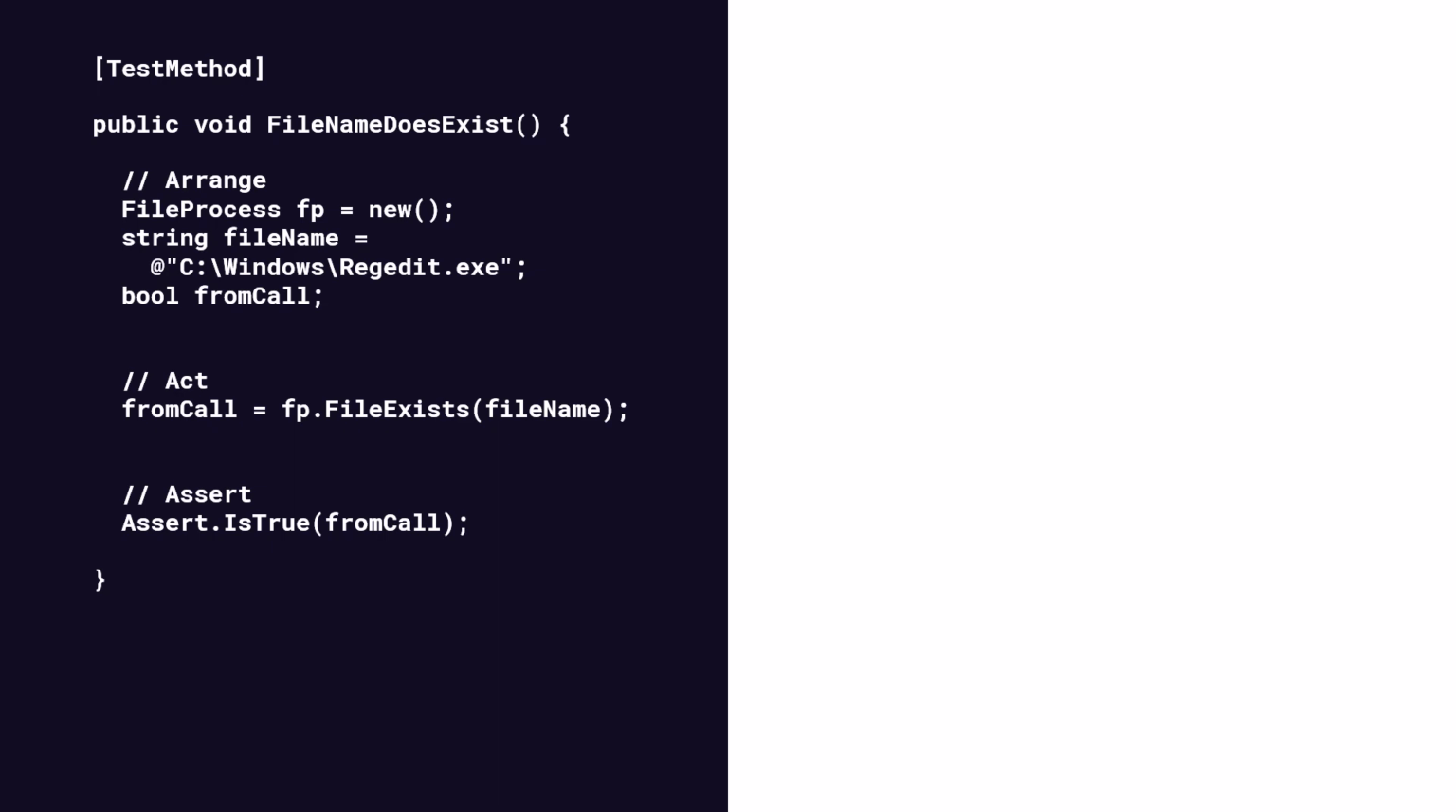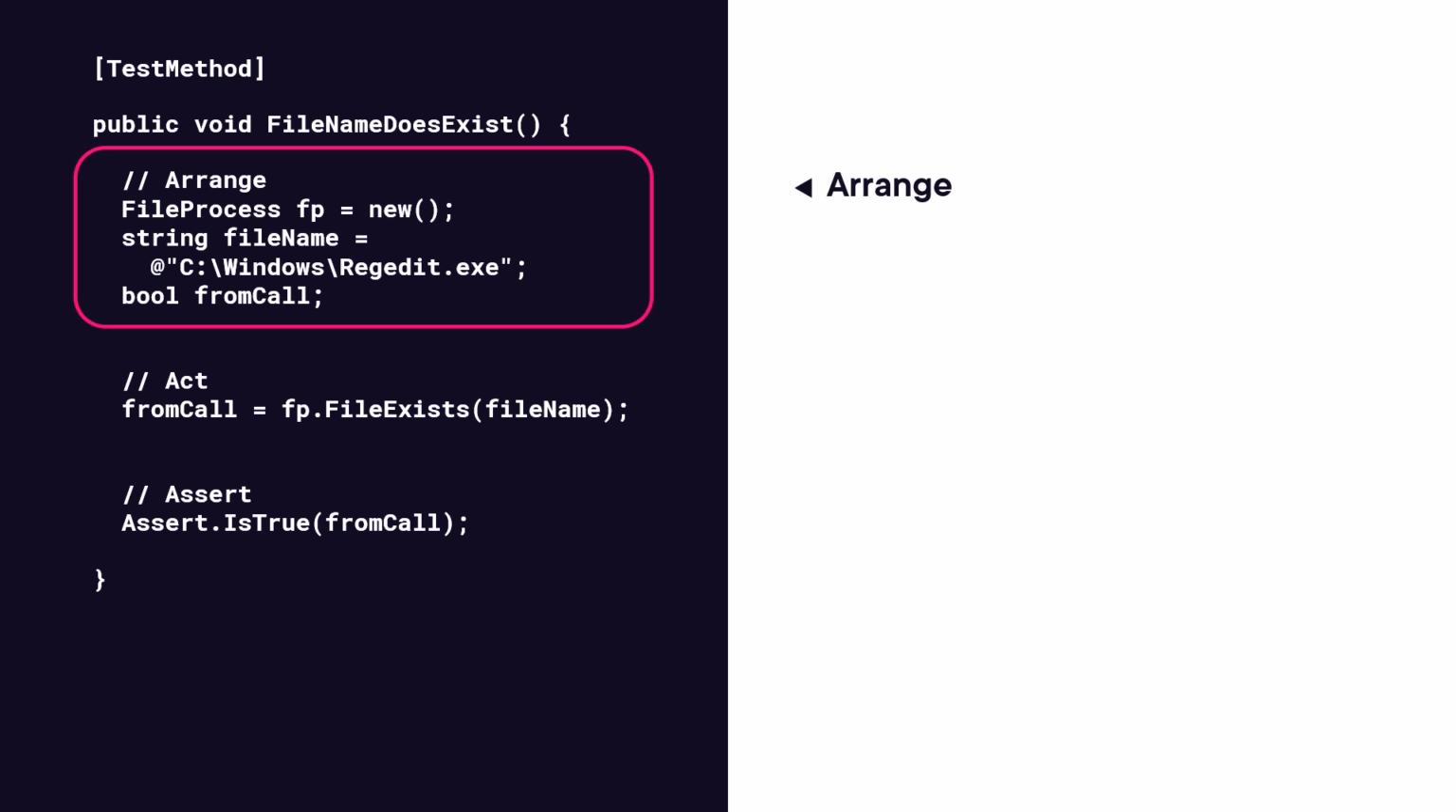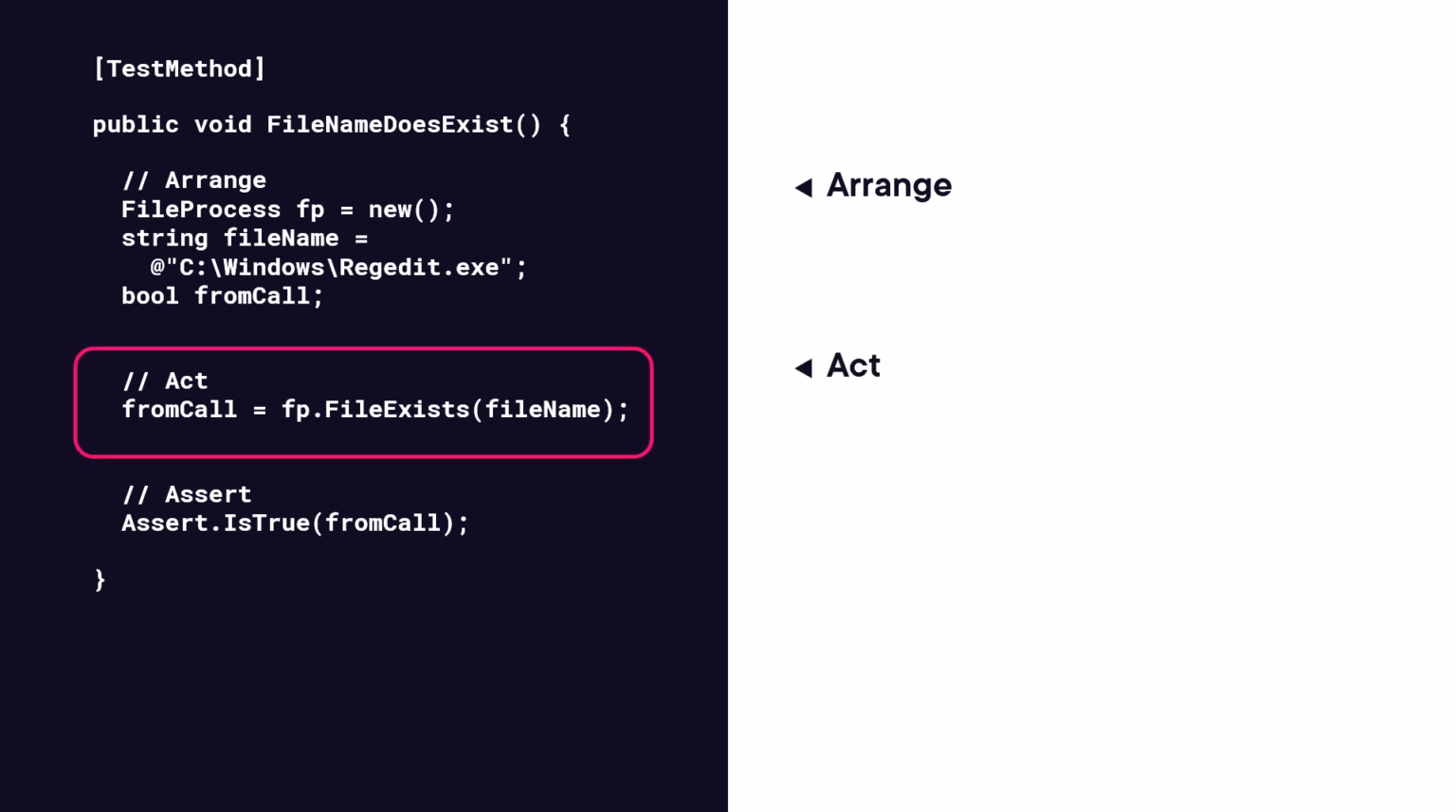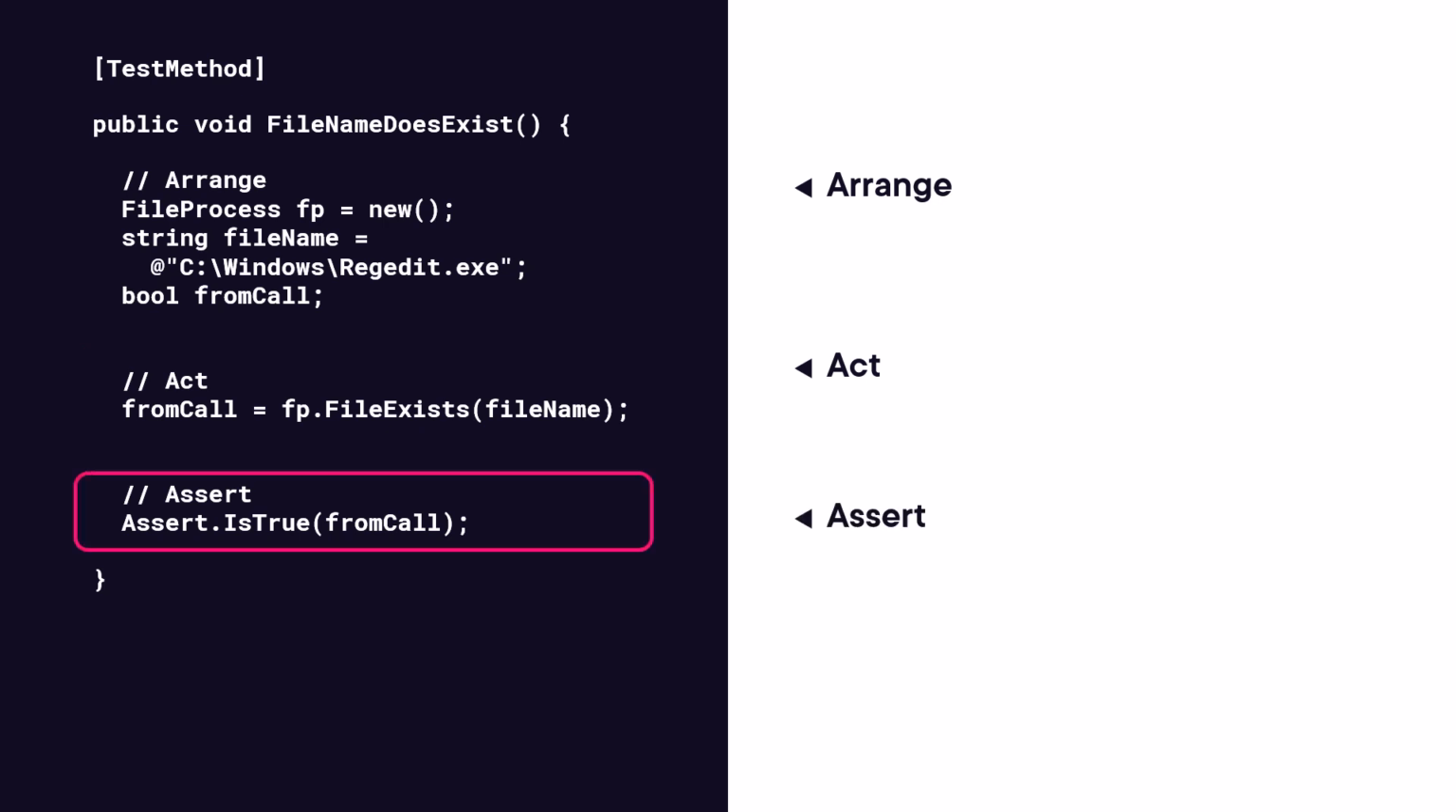So let's take a look at the code we're going to write in our file name does exist unit test. We're first going to arrange, which is where we declare all the variables we're going to use within this method. We are then going to act, where we actually make the call to the method in our file process class, the one called file exists. We'll get back a value that I'm putting into a variable called from call, and then we assert. We use the Assert class .isTrue, where we are asserting that the value that we're getting back from file exists is a true value. If it is, the test then passes.